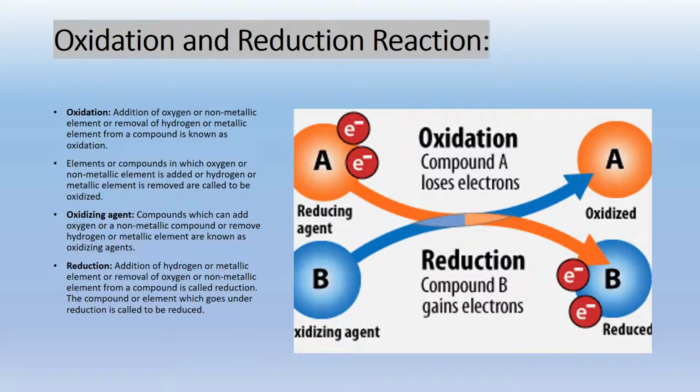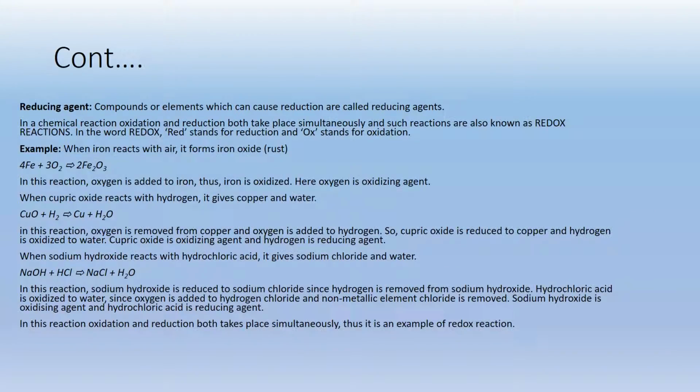Reduction: addition of hydrogen or a metallic element, or removal of oxygen or a nonmetallic element from a compound, is called reduction. The compound or element which undergoes reduction is said to be reduced. Reducing agents: compounds or elements which can cause reduction are called reducing agents. In a chemical reaction, oxidation and reduction both take place simultaneously, and such reactions are known as redox reactions. In the word redox, red stands for reduction and ox stands for oxidation.